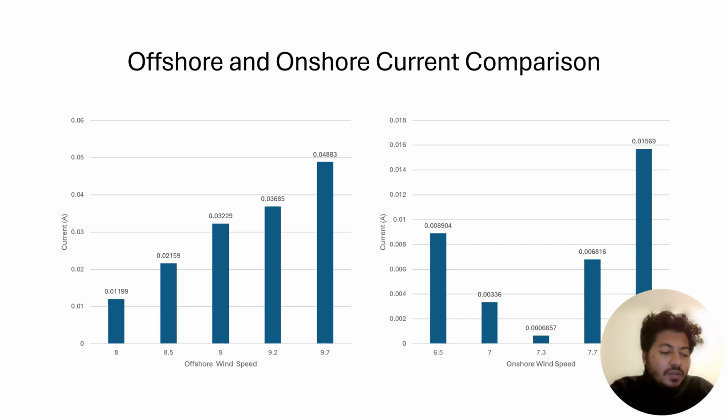Offshore and onshore current comparison. The current comparison chart reveals another layer of insight. Offshore turbines generate higher current values, particularly under optimal conditions, due to their ability to operate closer to rated capacity. This is supported by the consistent wind profile over open waters, as seen in the earlier wind speed graph. Onshore turbines, while efficient in ideal locations, produce lower current outputs on average, reflecting their dependence on variable wind speed and terrain influences.